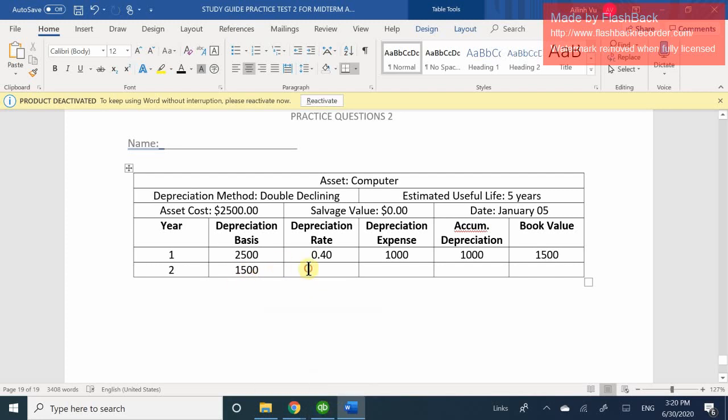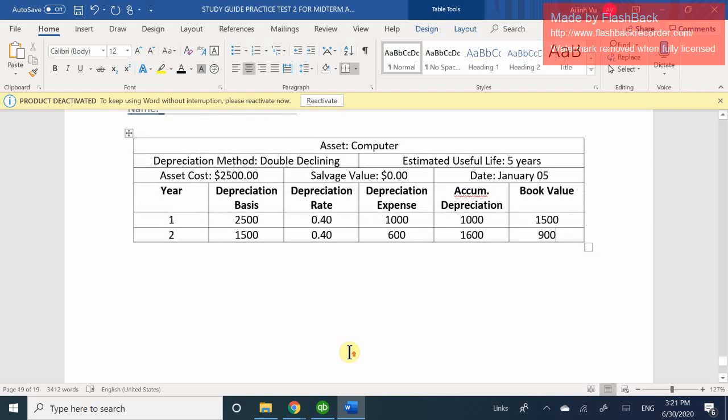And what are you going to multiply it by? 0.4. Which gives you what? 600. Which gives you accumulated depreciation of 1,600. Good. And that means your book value is what? 900. 900 is your book value.